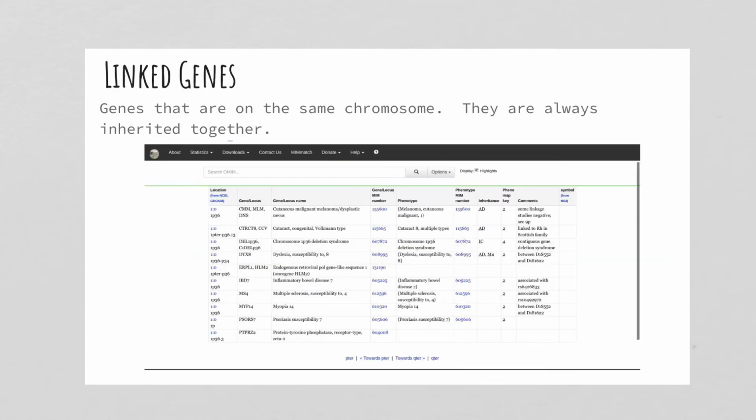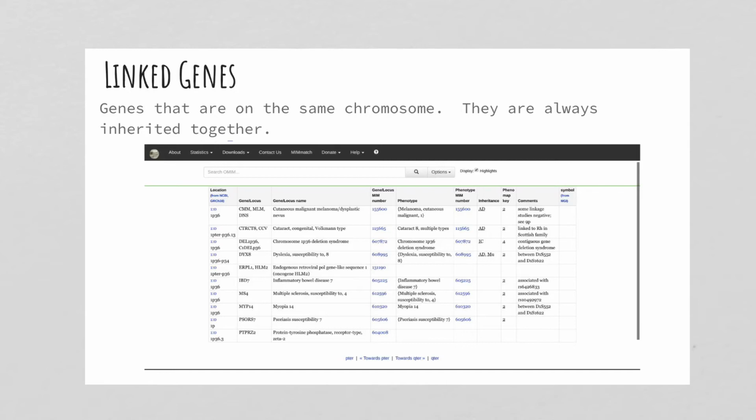Now, some genes are linked. So we talked about the law of independent assortment, but some genes are on the same chromosome. When I said the law of independent assortment, I was talking about different chromosomes. One chromosome is not going to influence the other chromosome. But linked genes are genes that are on the same exact chromosome, so they're always or frequently inherited together.